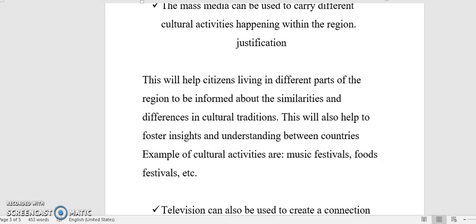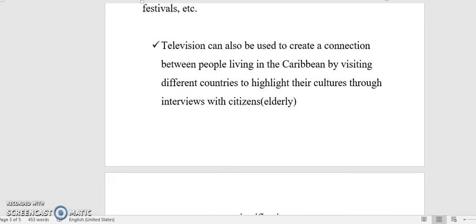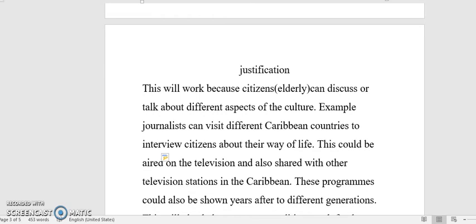Right? Another point, television can also be used to create a connection between people living in the Caribbean by visiting different countries to highlight their cultures through interviews with citizens. And citizens could mean the elderly, because they would know a little bit more about the culture of a country than the younger generation. Justification for this, why this will work?